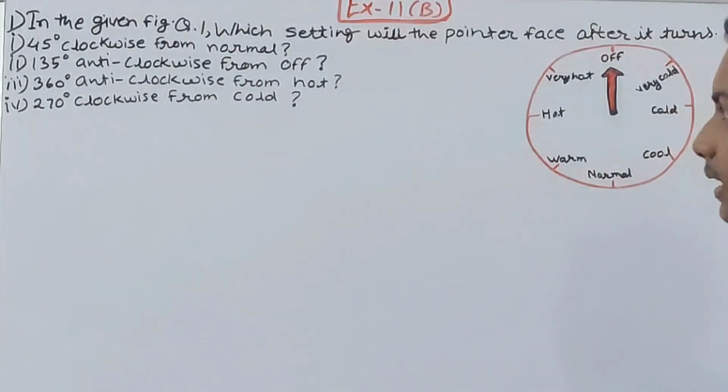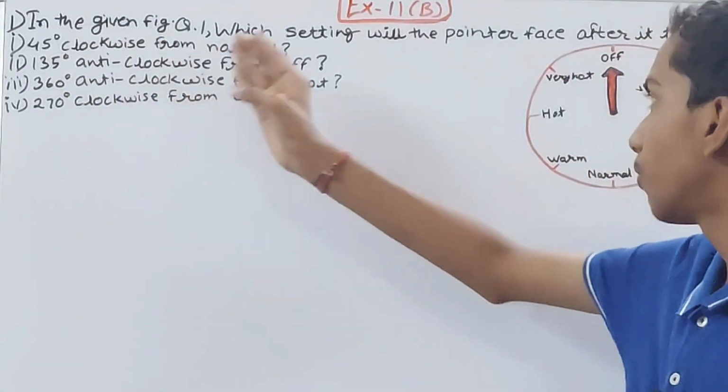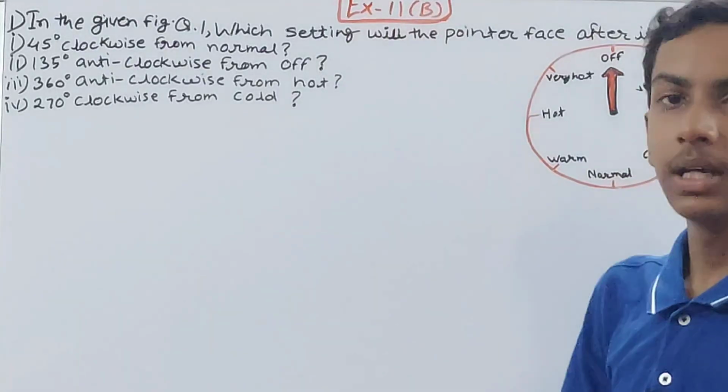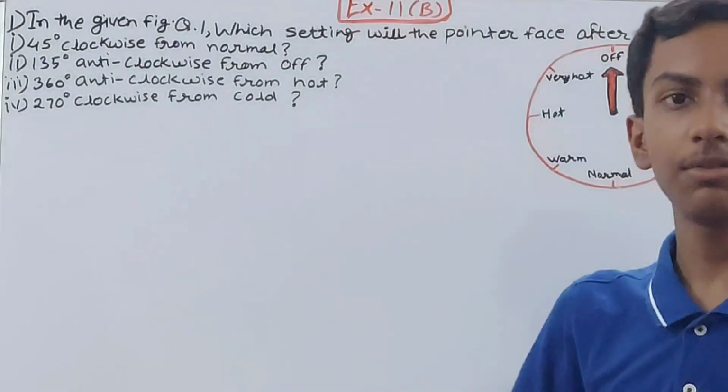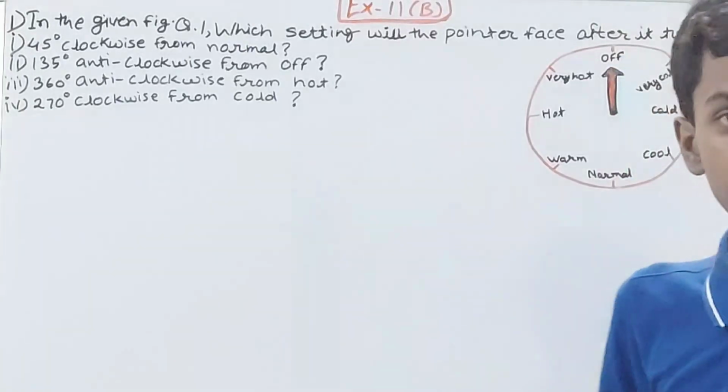Now it is asking us, if the pointer turns 45 degrees clockwise from normal in the first part, where will it face? Where will the mouth of the pointer be? Which setting will the pointer turn to?